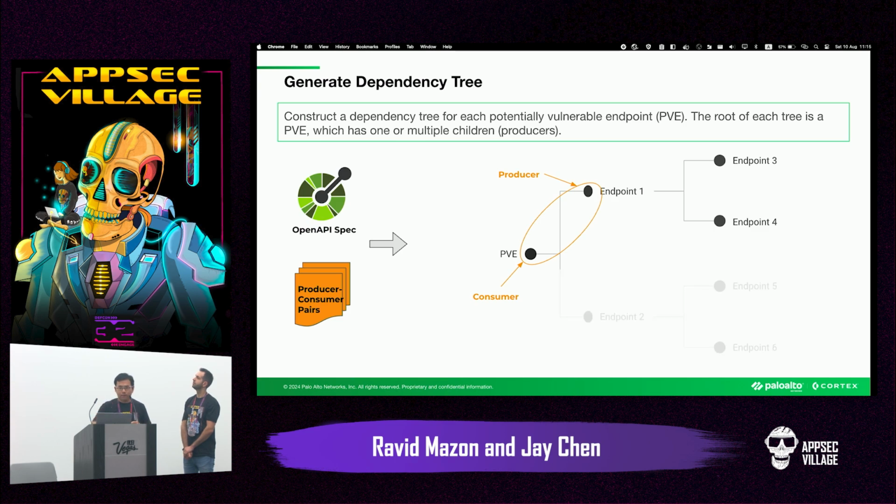Let's use the upper half of a tree as an example. In this case, endpoint 1 is a producer of PVE. Endpoint 1 outputs the value that PVE needs as an input. And endpoint 1 itself also has two producers, endpoint 3 and 4, which produce the output that endpoint 1 needs as the input.